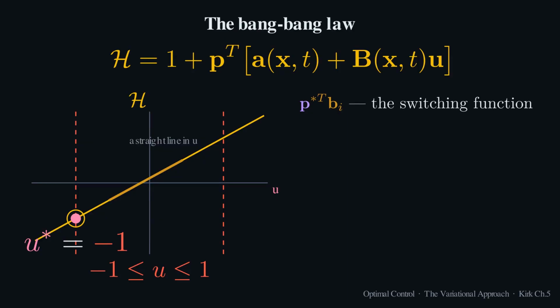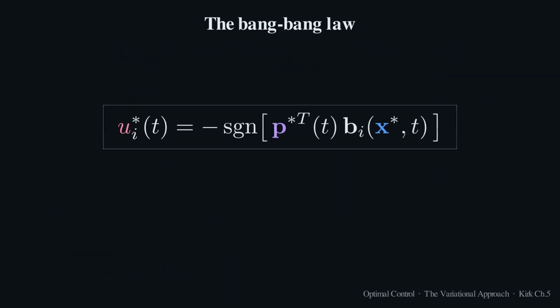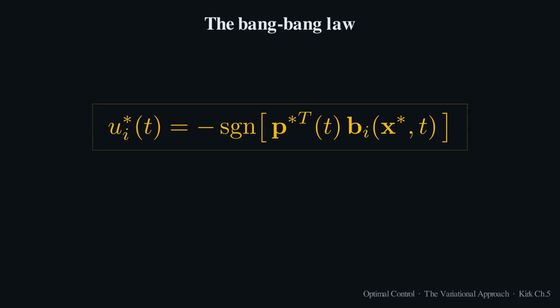When the switching function is positive, the Hamiltonian increases as you raise u. So to minimize, you slam u to its lowest value. When it's negative, you slam u to its highest value. Put together, that's the bang bang law. U star equals minus the sign of b transpose p.